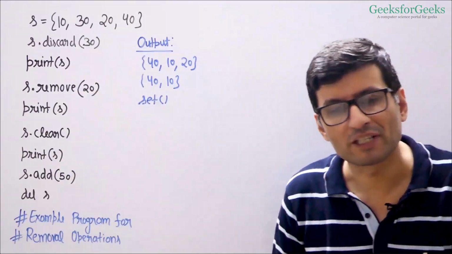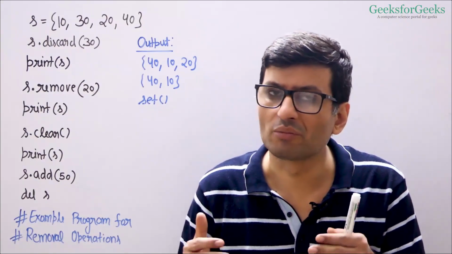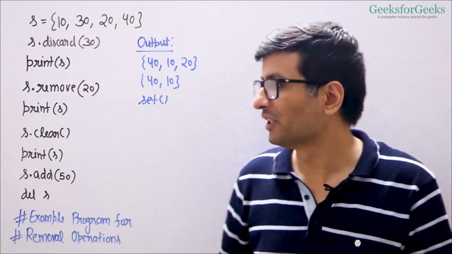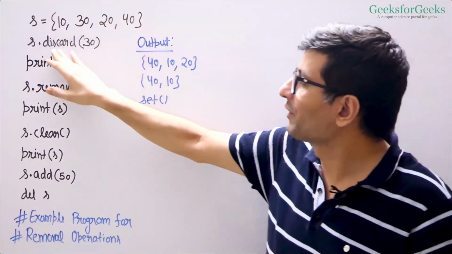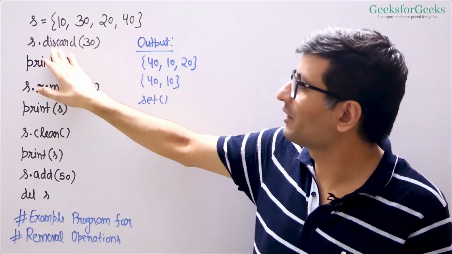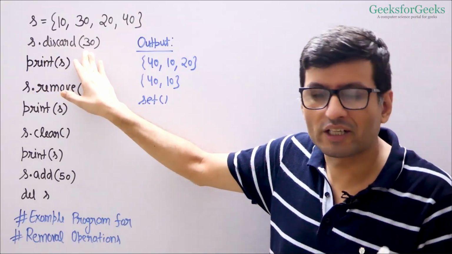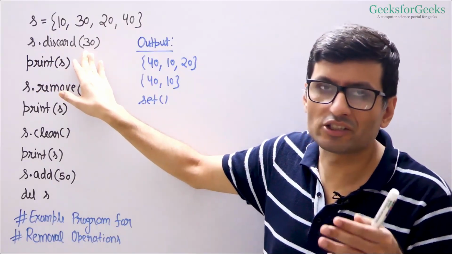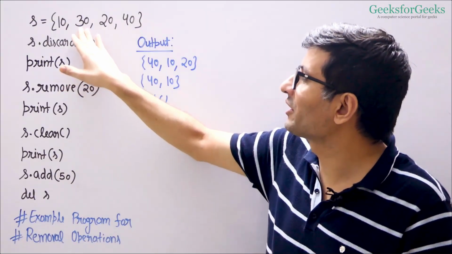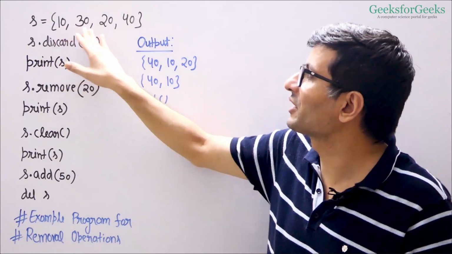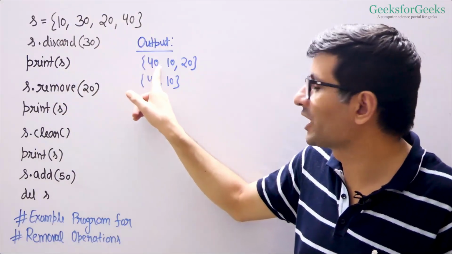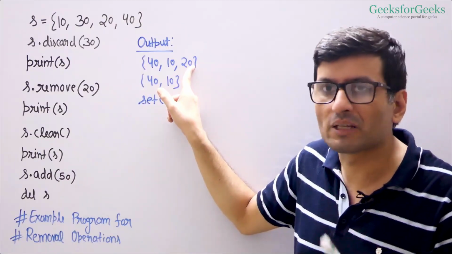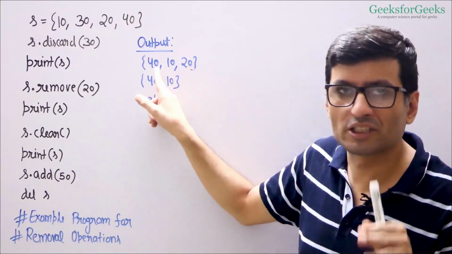Here is our next Python program to demonstrate removal operations on a set. So we have a set with values 10, 30, 20, 40. The first function we are using is discard. If you provide an item to discard and if the item is present in the set, it is removed. So we have provided 30, 30 is removed and our set now has 3 elements: 10, 20, 40. And if we print the set, we get these 3 items. Please note that we can't predict the order. We can get items in any order.